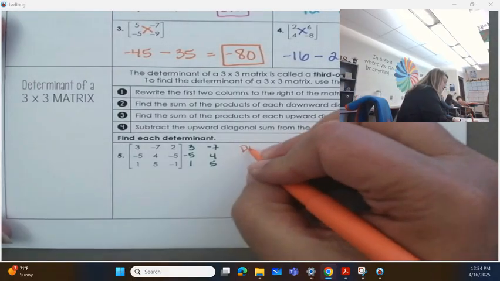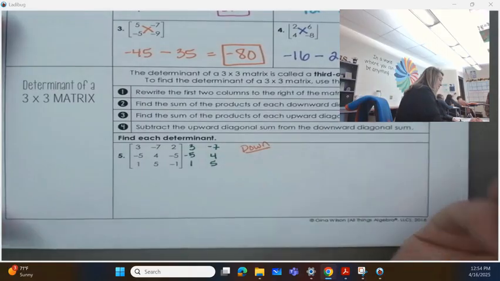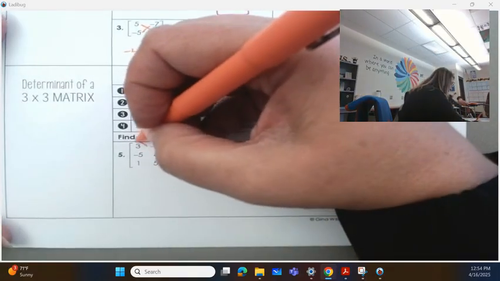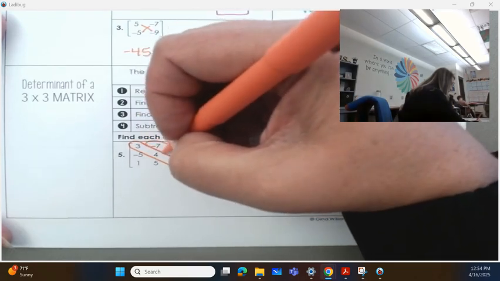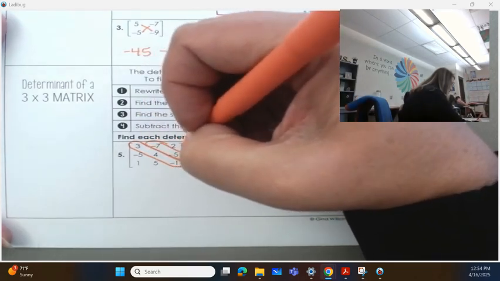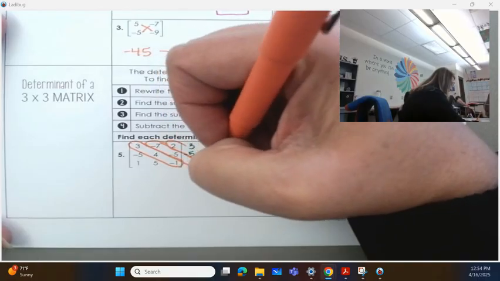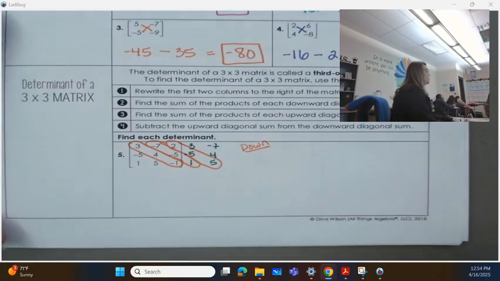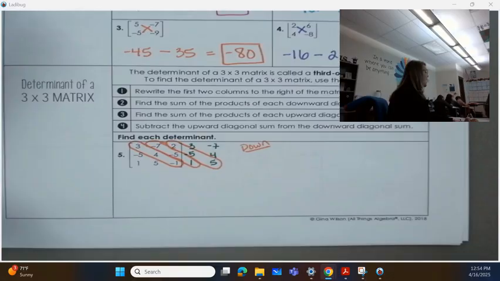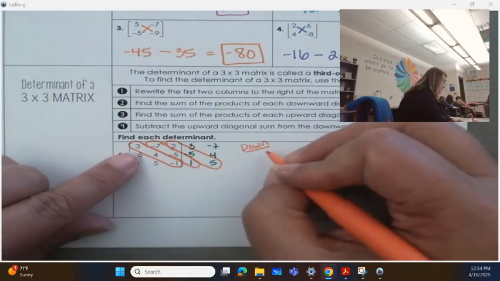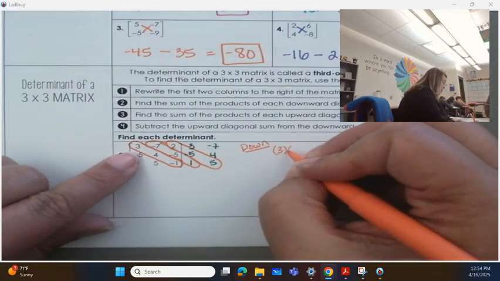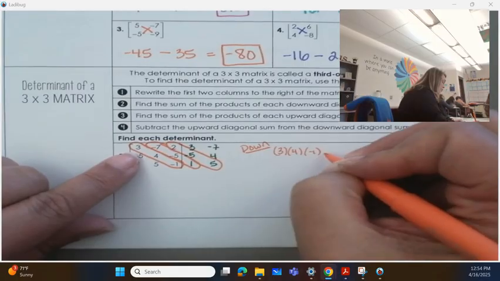Now, find the sum of the products of each downward diagonal. So we're going to look at the downward diagonals first. What do we mean by that? Well, start at the main diagonal. That's a downward, that's a downward, and that's a downward diagonal. So we're going to multiply each of those diagonals and get a number, and then we're going to add them up. Okay? So 3 times 4 times -1.